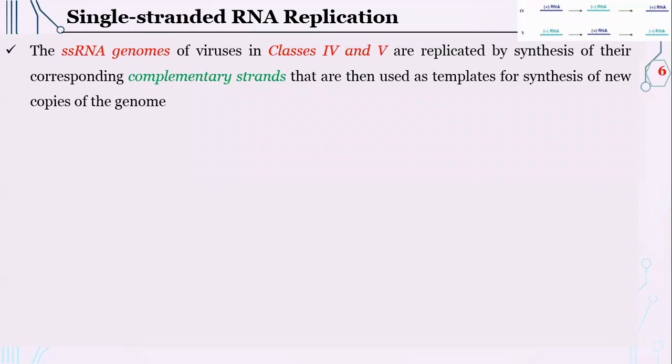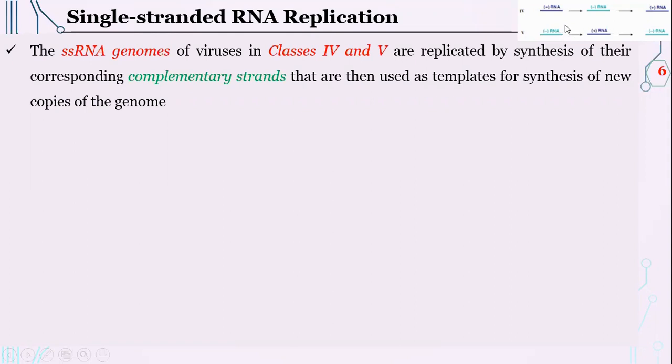The single strand RNA genomes of viruses in class 4 and 5 are replicated by synthesis of their corresponding complementary strand. So the current strand is replicated into its corresponding complementary strand, which is then used as template for the new strand. If that is a plus strand RNA virus, it will produce a negative strand, and the negative strand will then work as intermediate for the positive sense RNA.